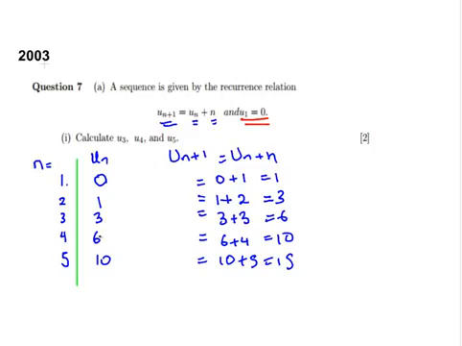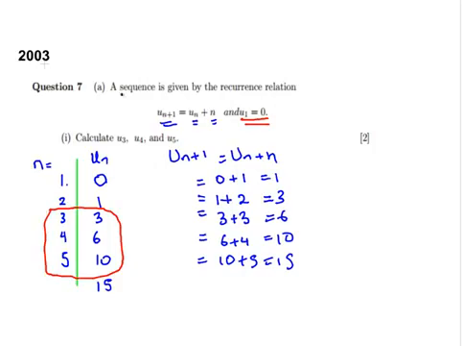0, 1, 3, 6, 10, and so on. We weren't actually asked for 15, but I just did it for the sake of completion. So these are the values we're asked for in particular: 3, 6, and 10.